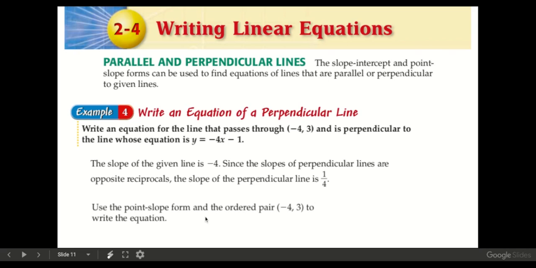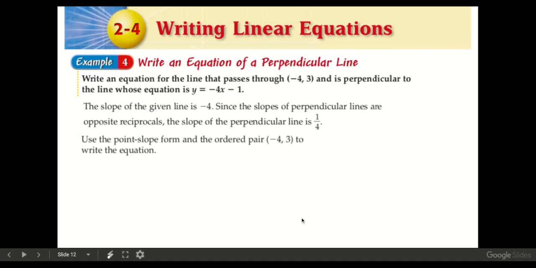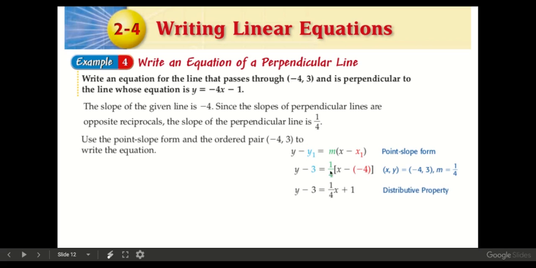So using the point slope form of the equation and the ordered pair -4, 3, we're going to be able to write this. So let's go ahead and use our point slope form here. And so again, my slope that I'm going to use is this perpendicular slope, 1/4. And then my x and y coordinate is going to be -4, 3. So I'm going to put those into my equation. And then I'm going to go ahead and simplify this, right?